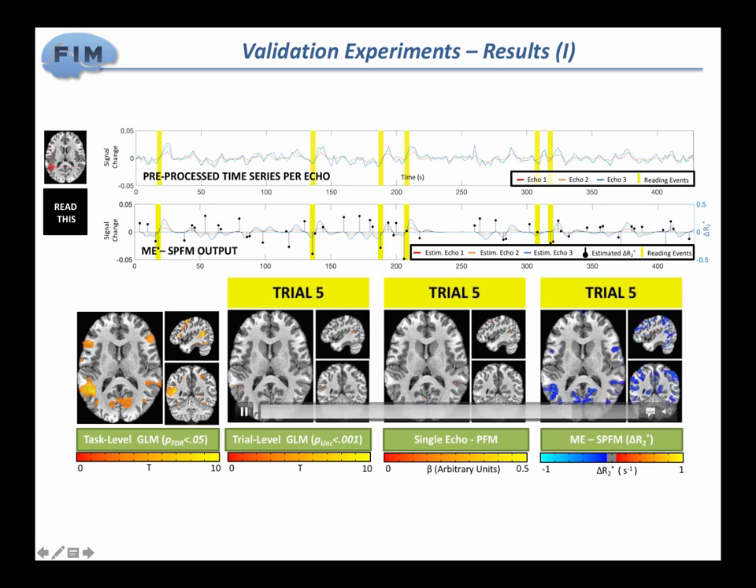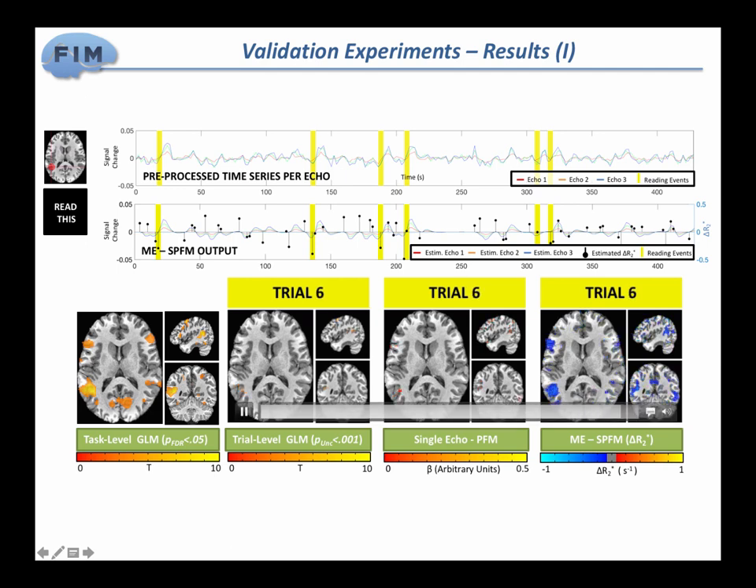So here what we have is the activity map for the reading task for a given subject. This is using all the events from reading. This is the activation map you get. This is the GLM for each of the different events, and you can see that in most of the cases you get activation in this area, but much less sensitive than this one.